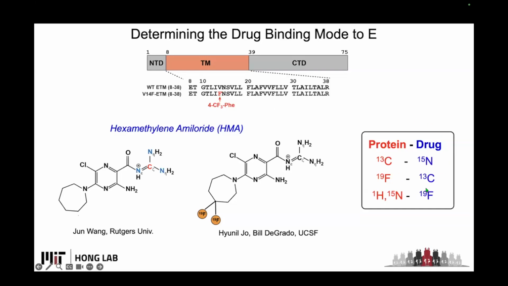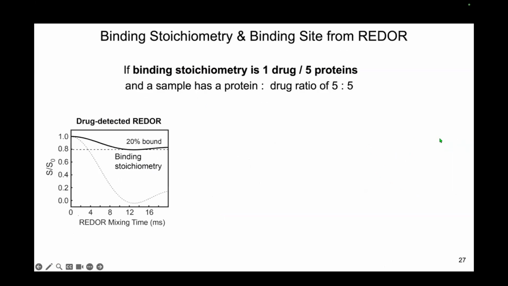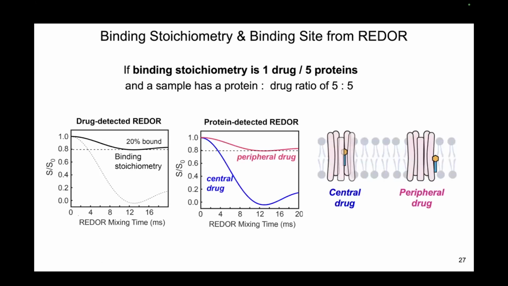And so what we do is to have orthogonal labeling, different types of labeling motifs between protein and drug. I just want to give you a brief idea of how we sort out the binding site. This kind of HMA drug molecule, as you can guess, has affinity for both the protein and lipids because it's pretty amphipathic. And so the first question is just how many drug molecules actually target the pentamer. So the binding stoichiometry is one question, and the binding site is the second question.